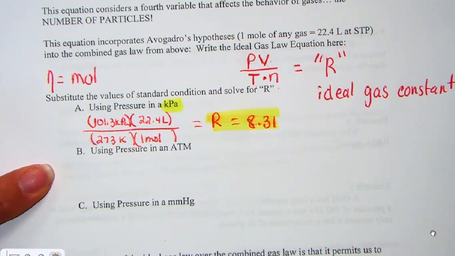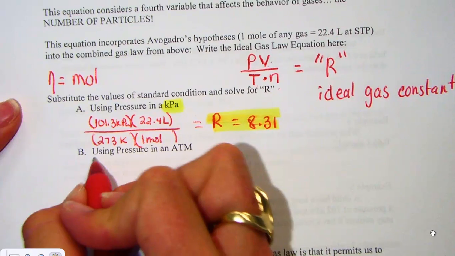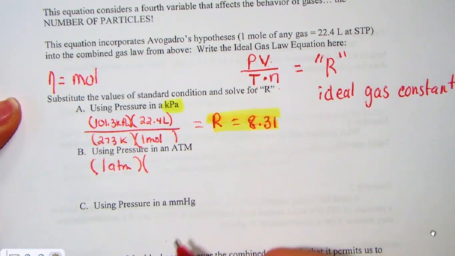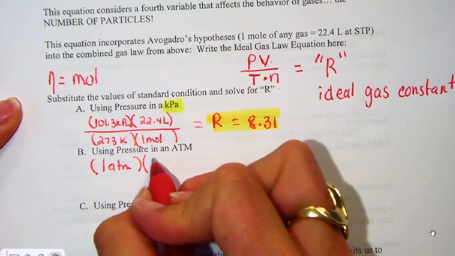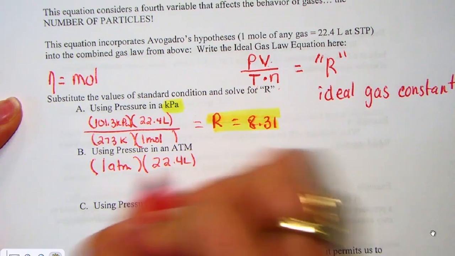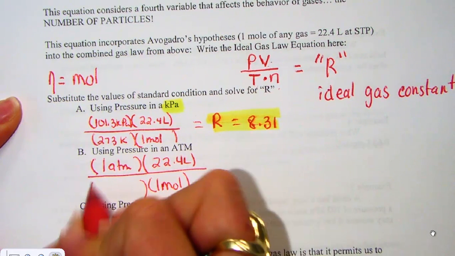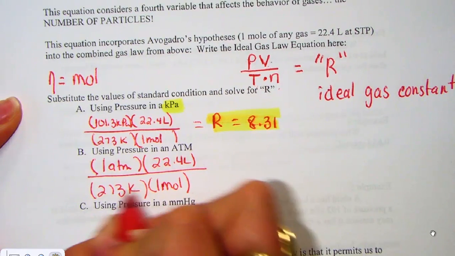We also have a system called atmospheres. We understand that an atmosphere has a standard value of 1. 1 atm, or 1 atmosphere of pressure, is the standard value. When the balloon is 22.4 liters big, containing 1 mole at 273 Kelvin units.